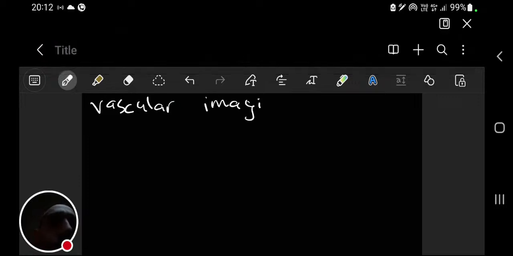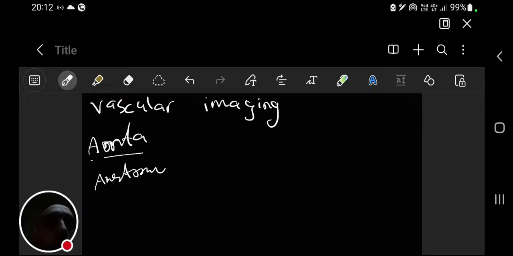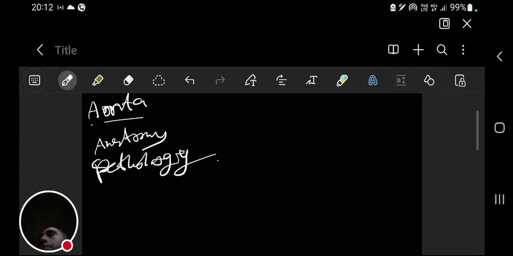So vascular imaging, and we will start with the aorta. Very shortly, we will start with anatomy, and then we'll start with some pathologies in relation to imaging. So the aorta: we have some variants in the aorta, but let's start with normal anatomy.